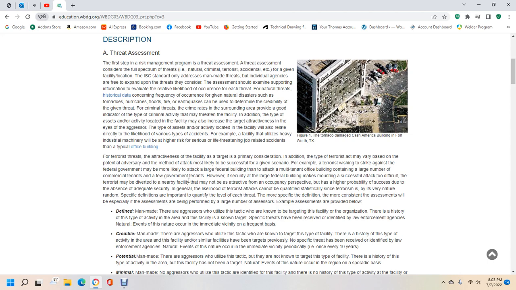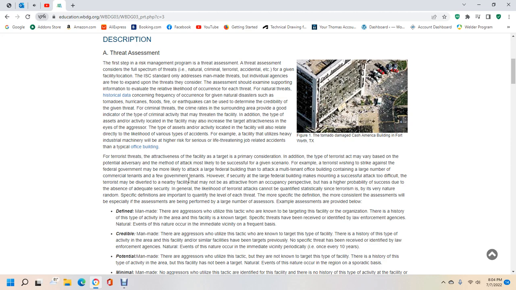If the security of a large federal building makes mounting a successful attack difficult, terrorists may be diverted to a nearby facility that may be less attractive from an occupancy perspective, but has a high probability of success due to the absence of adequate security. The general likelihood of terrorist attacks is hard to quantify statistically.